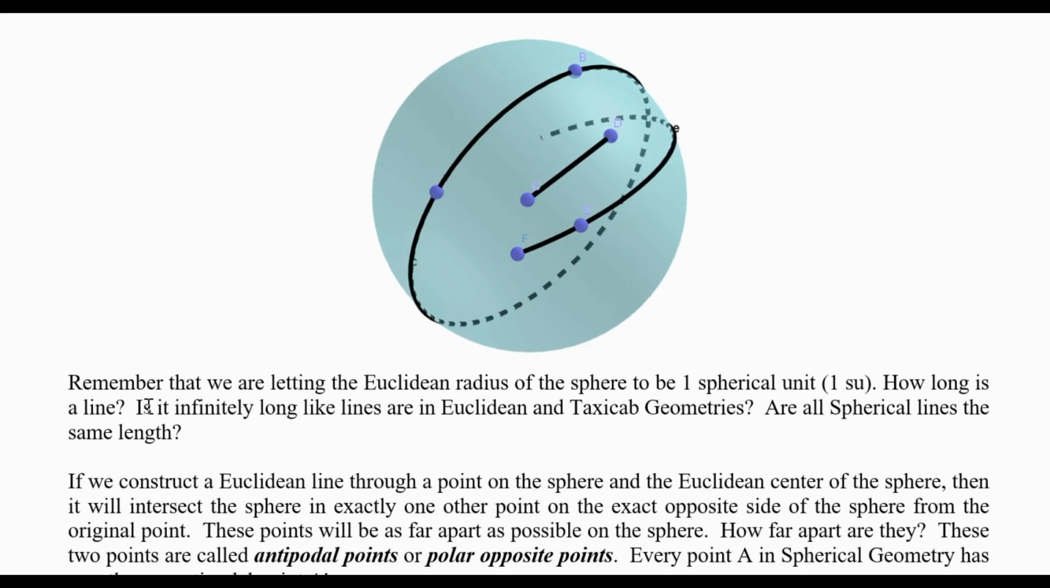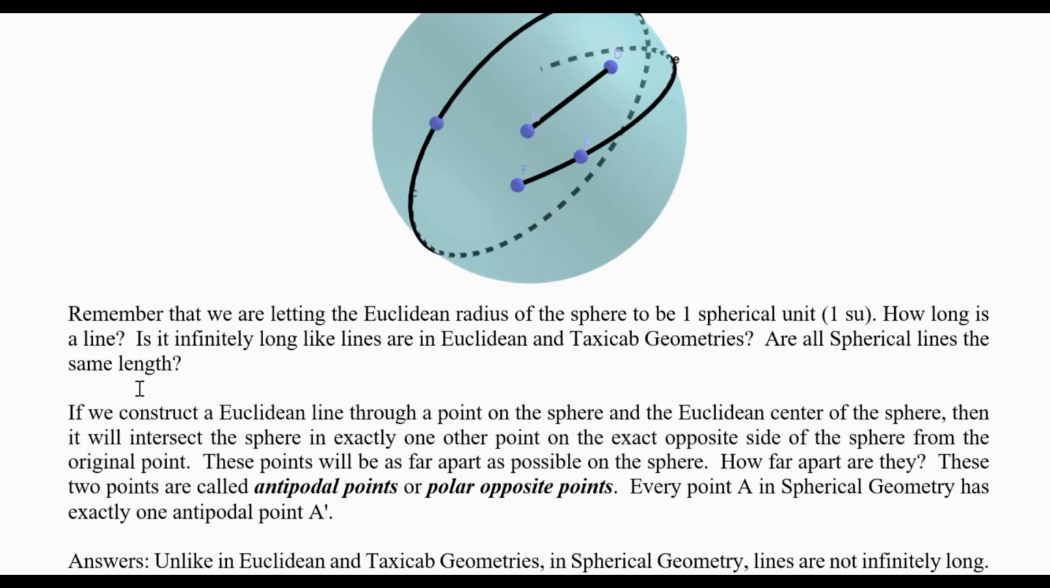Okay, just hold those questions for a minute. Let's keep going here. If we construct a Euclidean line through a point on the sphere and the Euclidean center of the sphere, then it will intersect the sphere in exactly one other point on the exact opposite side of the sphere from the original point. These points will be as far apart as possible on the sphere. How far apart are they? Again, another question I want you to think about. These 2 points are called antipodal points or polar opposite points. Every point A in the spherical geometry has exactly one antipodal point that we'll notate as A prime.